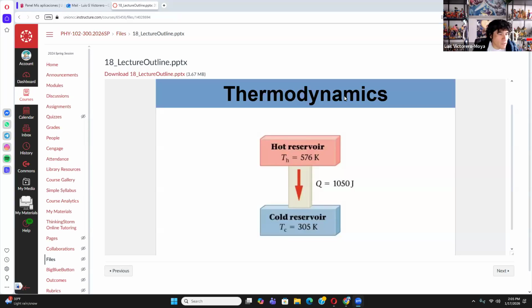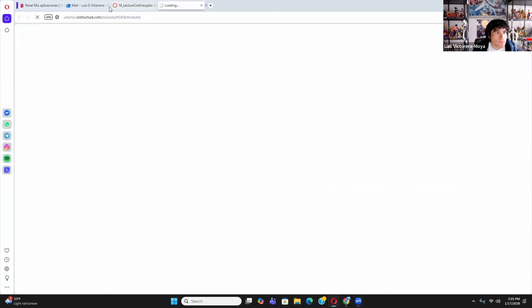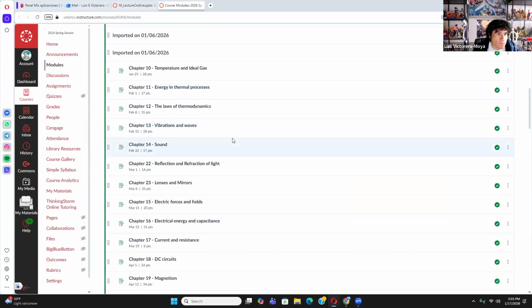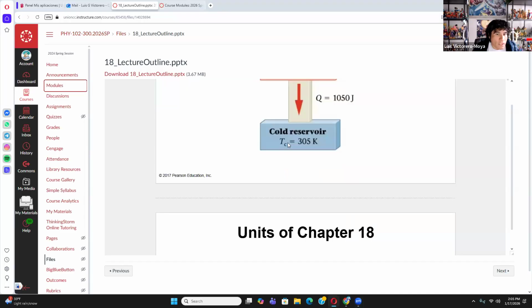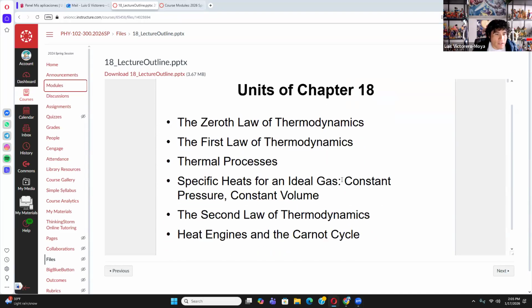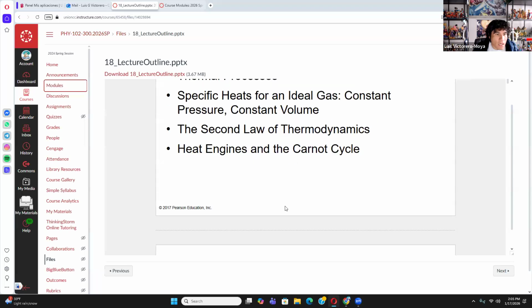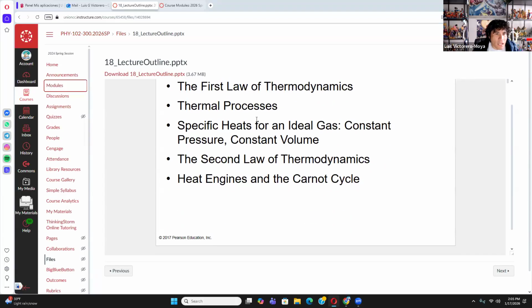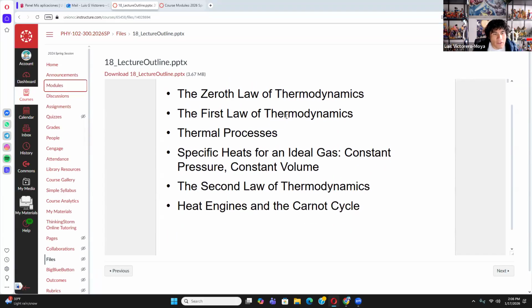Hello again, everyone. So this is going to be the short lecture on thermodynamics, which in your textbook is chapter 12. The idea with chapter 12, so it's not chapter 18, it's chapter 12. I'm just using my own set of slides here. But the topic is basically the laws of thermodynamics, or the first and second law of thermodynamics.